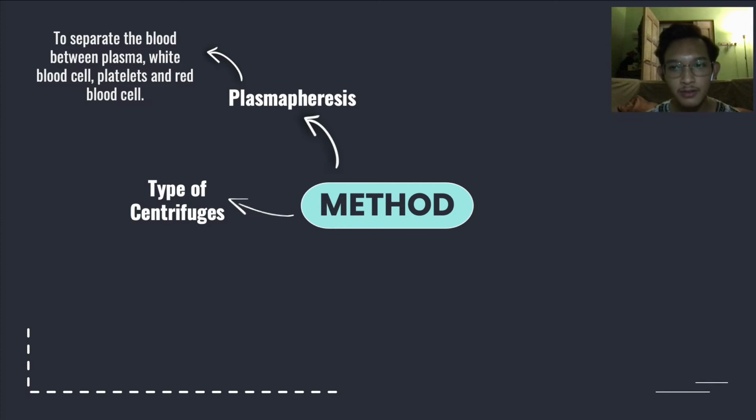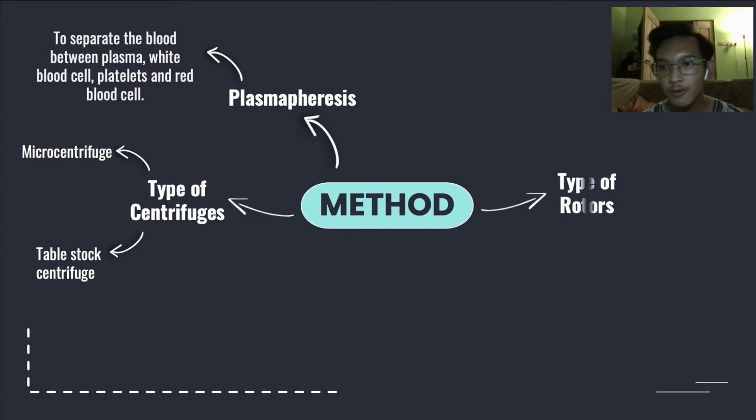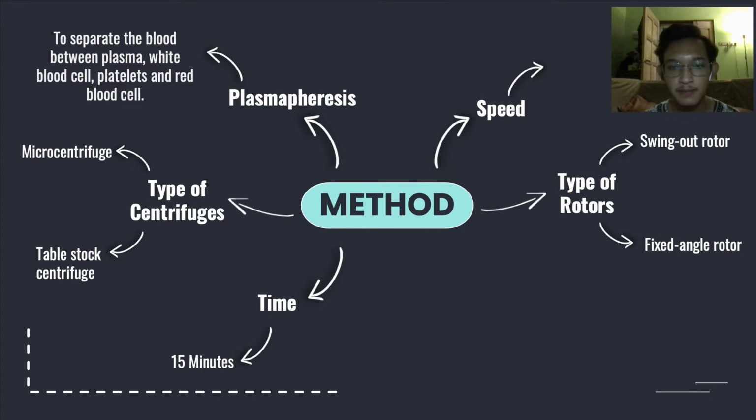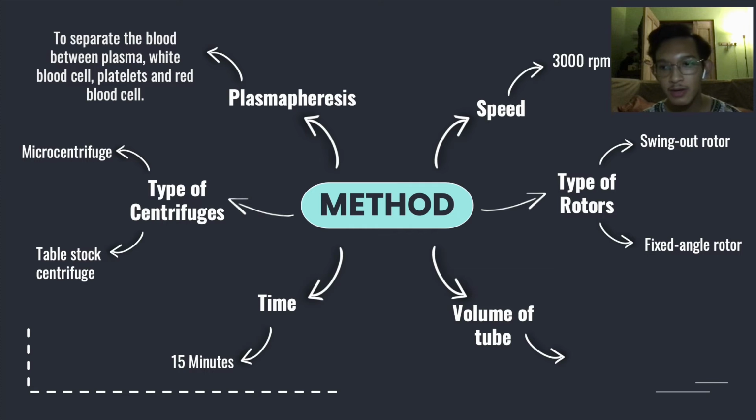The type of centrifuge used is microcentrifuge, or we call it table-top centrifuge. Types of rotor that are used are swinging out rotor and fixed angle rotor. The time for the separation of the blood is around 50 minutes, and the speed that I use is 3000 rpm. For the volume of the tube, we are using 1.5 ml until 15 ml.